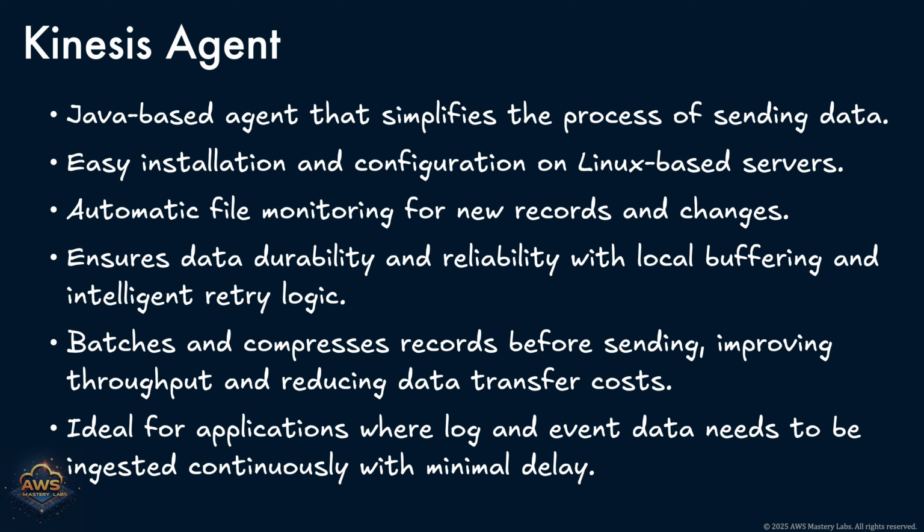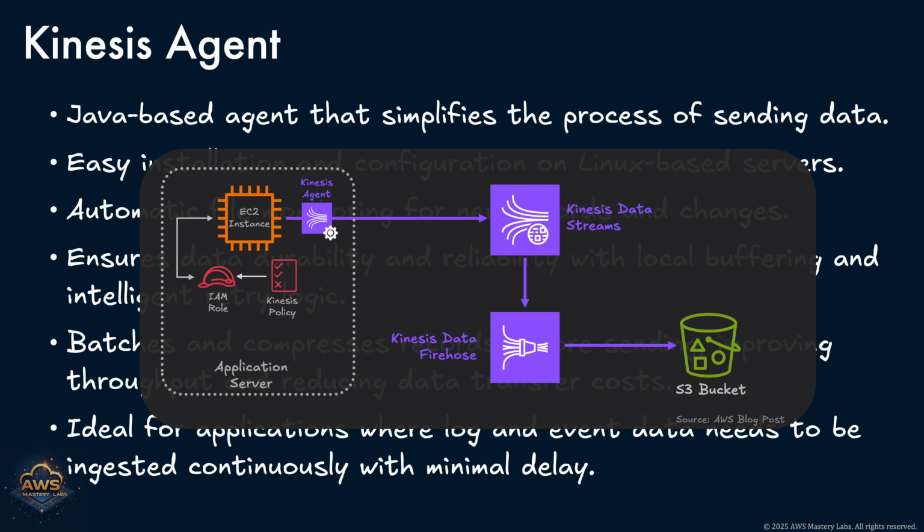It includes local buffering to handle temporary connectivity issues and features intelligent retry logic to ensure data is not lost during network failures or AWS service interruptions. It also supports record aggregation and compression, helping you reduce the number of API calls and lower data transfer costs, while still ensuring that your data reaches Kinesis quickly and efficiently.